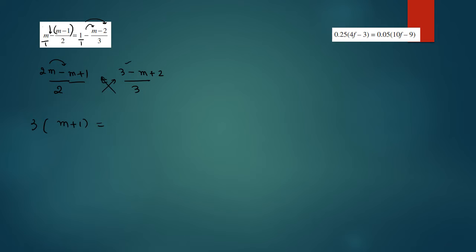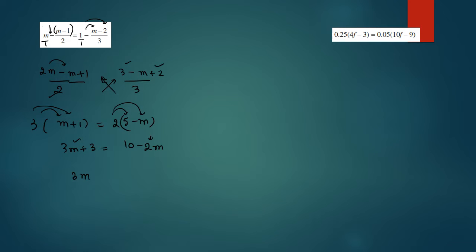here 3 plus 2 is 5, and you multiply this with 2. Now distribute 3m plus 3 1s are 3, 2 5s are 10 minus 2m. Consider all the like terms together. So 3m is already here.